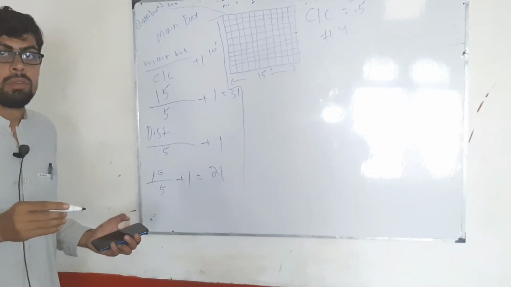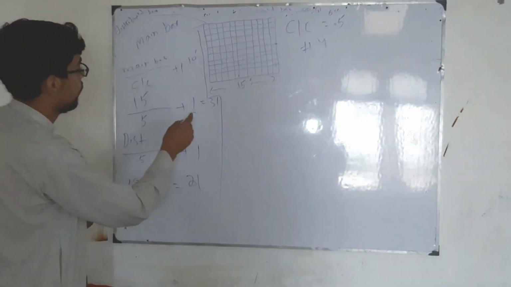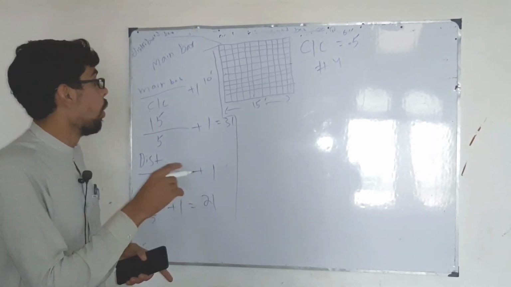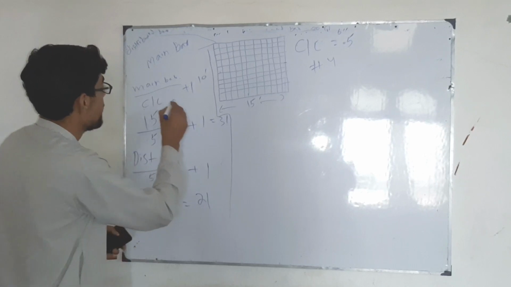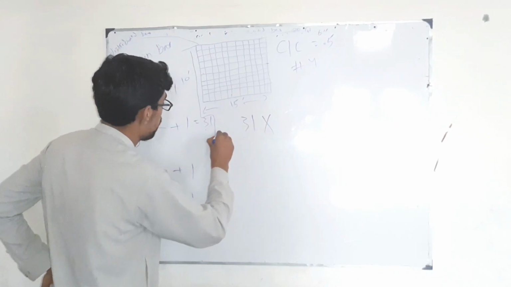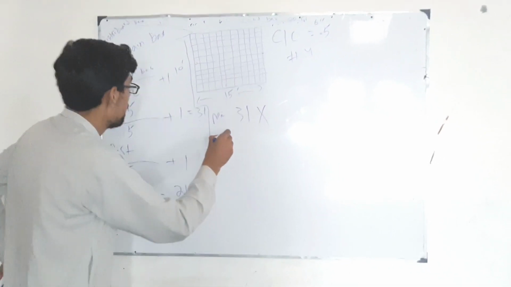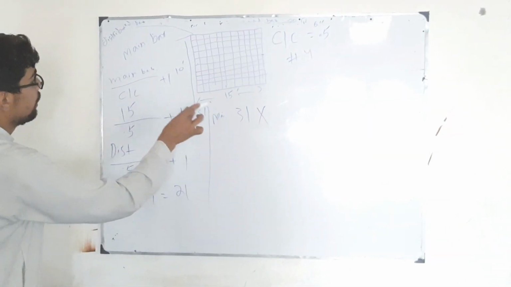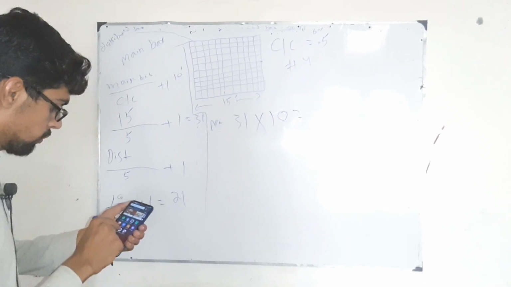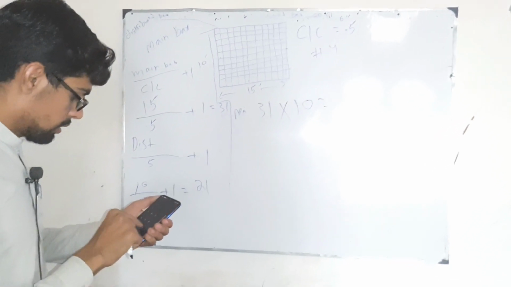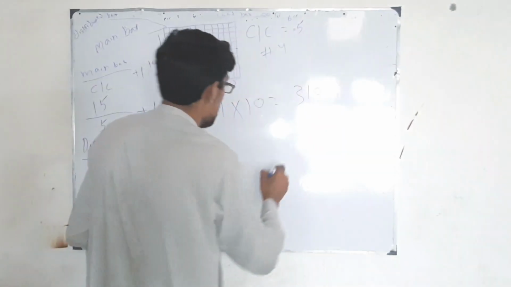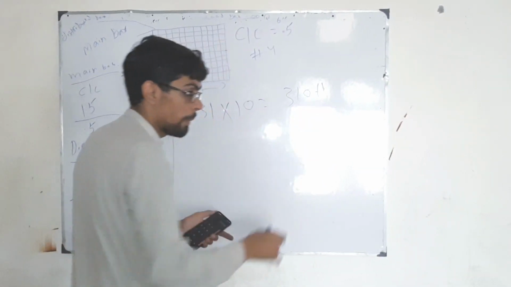Now we are finding the whole length, the complete length required for the main bar. The number of main bars was 31, so we multiply it by 10. 31 multiplied by 10 makes 310 feet.